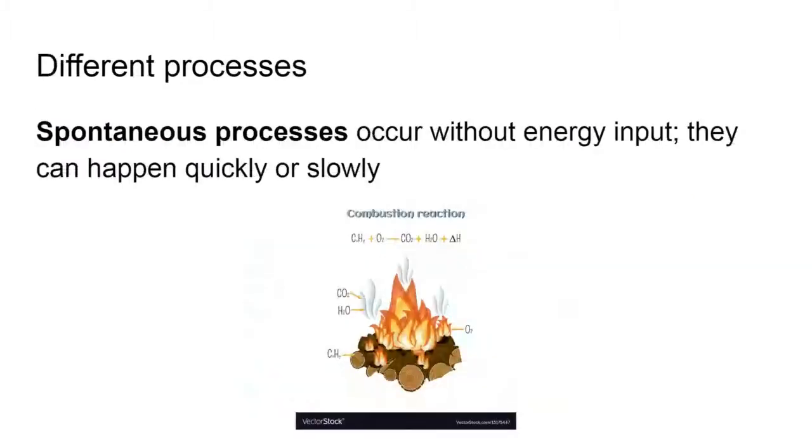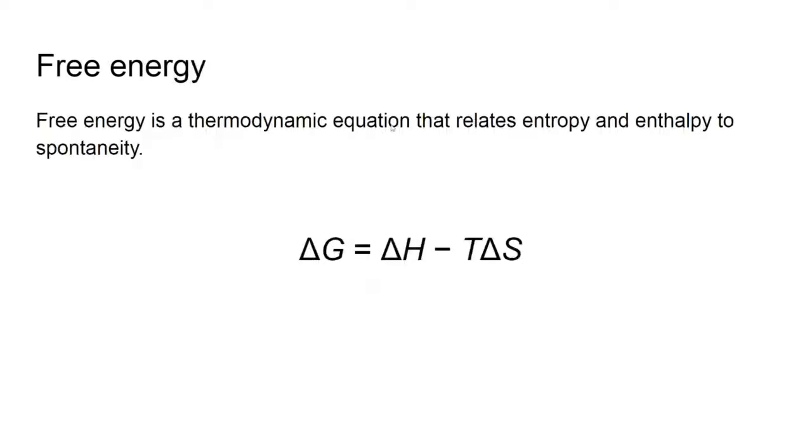So we have different types of processes: spontaneous and non-spontaneous processes. Spontaneous processes occur without energy input, and they can happen quickly or slowly. An example of this is a hydrocarbon being combusted with oxygen. This makes carbon dioxide, water, and heat. Non-spontaneous processes require energy, and they take time to happen.